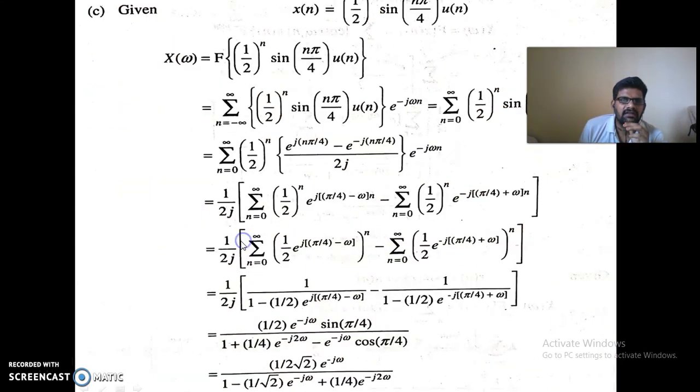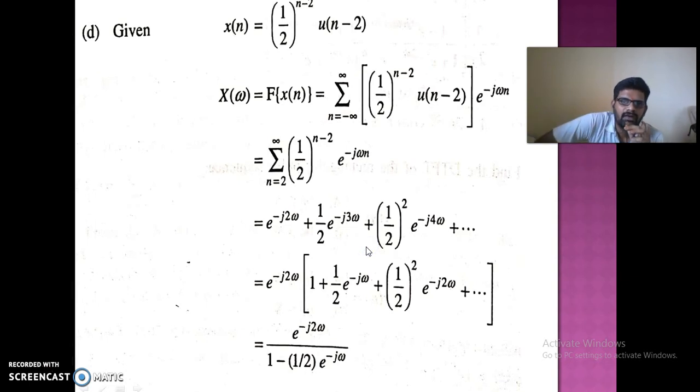Next, the third example, x of n is equal to (1/2)^n into sin n pi by 4 u of n. X of omega is equal to the summation of the function into e power minus j omega n. So let us substitute sin n pi by 4 in the form of e power j theta minus e power minus j theta by 2j, and then solve. You will find the value like this. Okay, so this also you can calculate in a similar way.